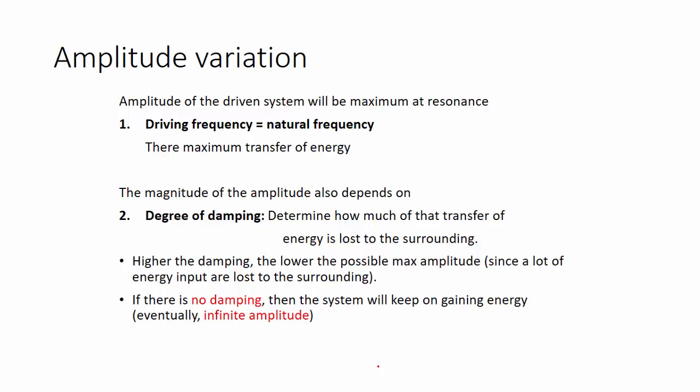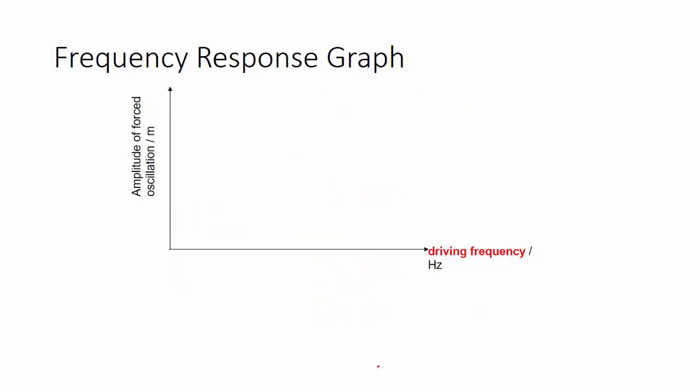Okay, so let's look at the kind of graph that can be plotted. This is called the resonance graph, where we plot the amplitude variation, how the amplitude of the oscillation changes when we have different frequencies of the external force. This is the driving frequency, or the frequency of the external force. We change it from a very low value to a very large value.